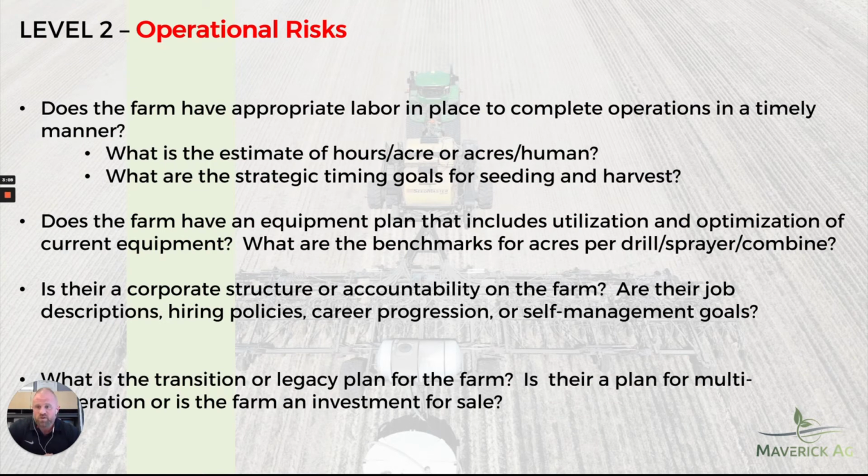Do we have a window of 21 days, which is what our window is for seeding? Or do we have a window of 40 days for harvest, which again is what our window is? Does the farm have an equipment plan that includes utilization and optimization of current equipment? What are the benchmarks for acres per drill, per sprayer, per combine? When we expand, do we follow these benchmarks?